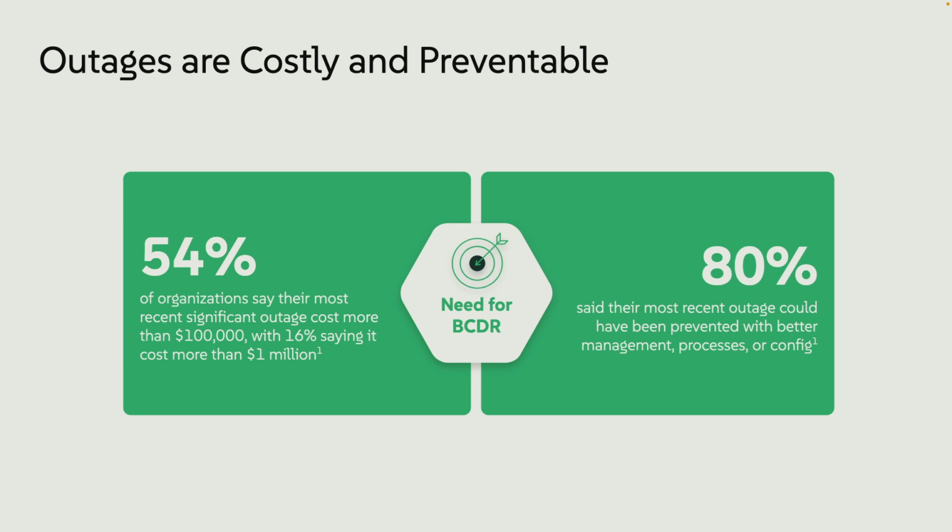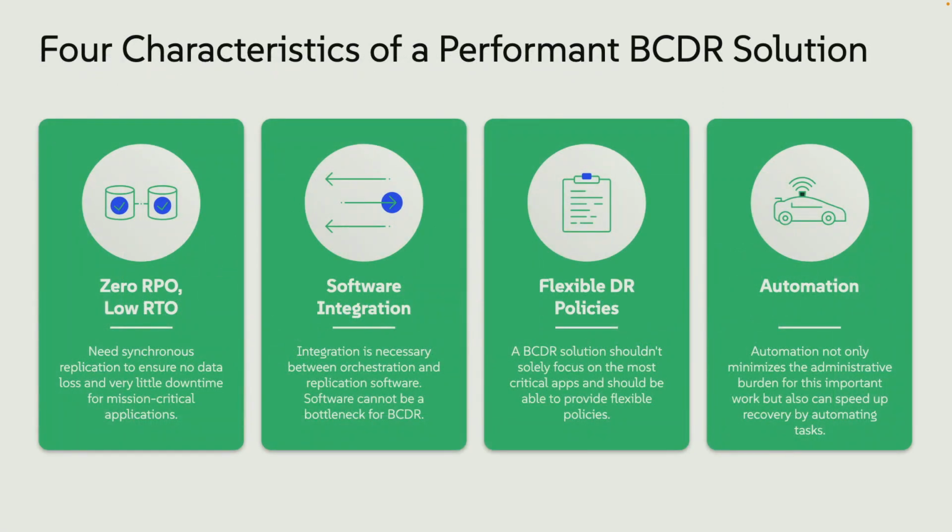So these stats are all from the Uptime Institute. 54% of orgs say that their most recent significant outage cost over $100,000. 16% said it cost over $1 million. I know that sounds like a lot. That has a lot of different costs that are factored into it, like losing revenue, or some more hidden costs like your IT teams dropping everything and trying to get your applications back up. And then, of course, 80% said that their most recent outage could have been prevented with better management processes or configuration. So there's a lot of room for improvement here. And the next slide, we'll get into what some of those improvements could look like.